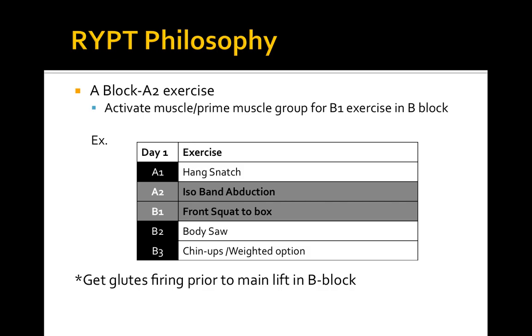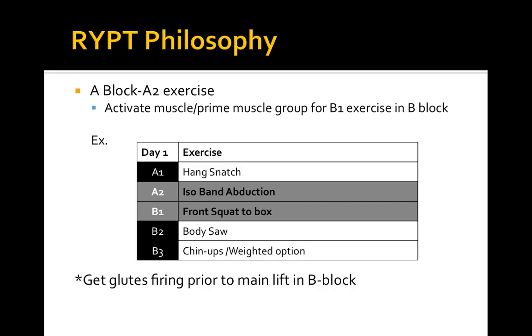So here's a basic breakdown of our program. We have 2 blocks, our A block and our B block. Our first block is more the explosive component, so we're working on our Olympic lifts. Our next block is going to be our power lift, so we're going to go into front squat. So as we're doing our hang snatch, we're also supersetting, doing a lift with it in between sets, more of an active recovery, which is our isoband abduction.